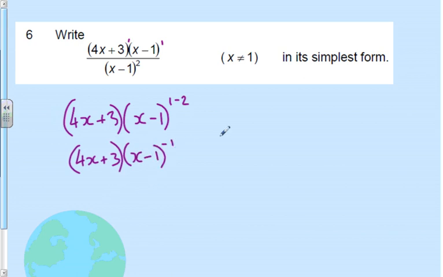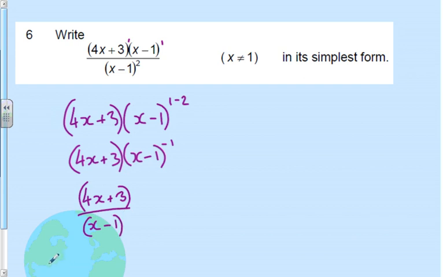And we know that m to the power negative 1 is equal to 1 over m from our rules of indices, which gives us 4x plus 3 on the top and x minus 1 on the bottom.